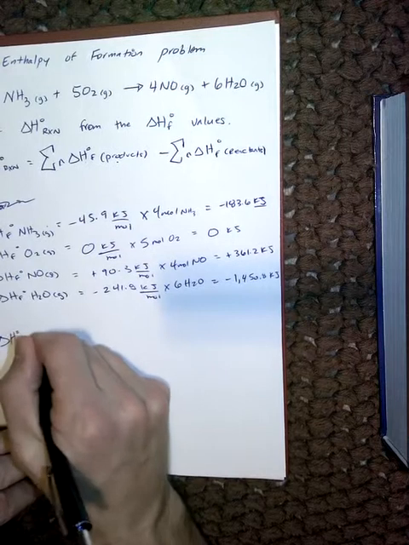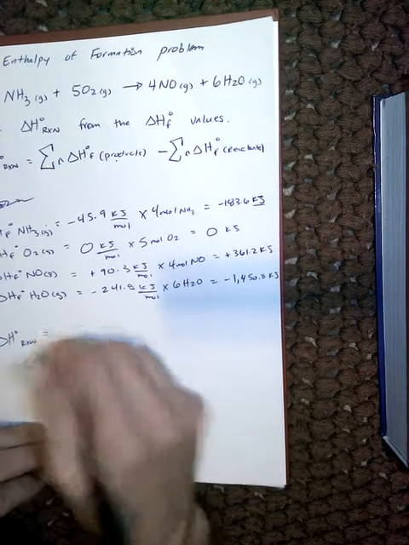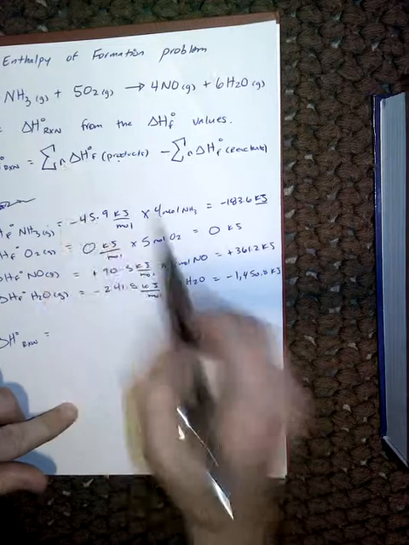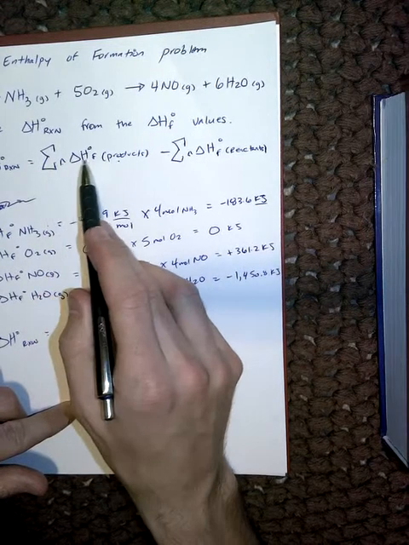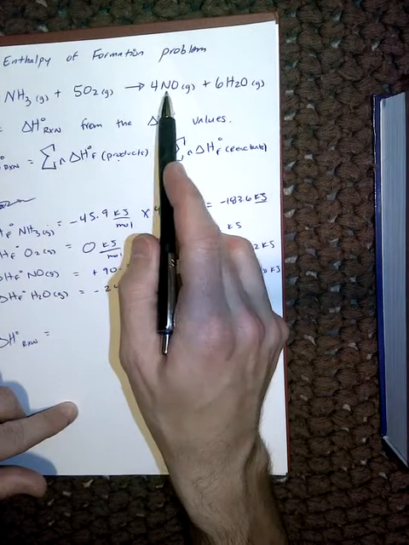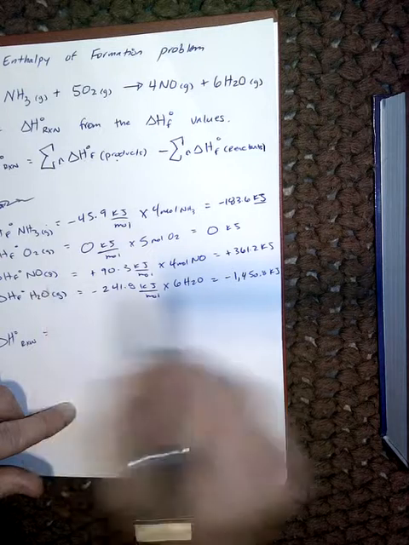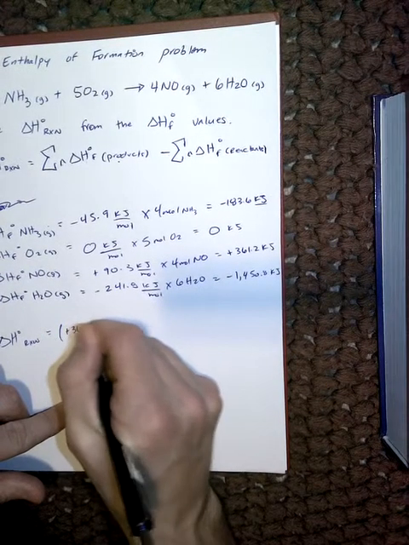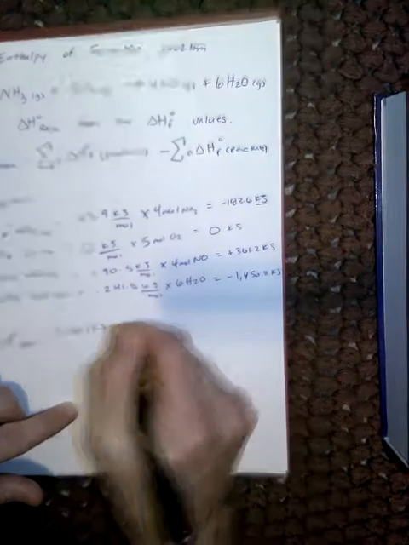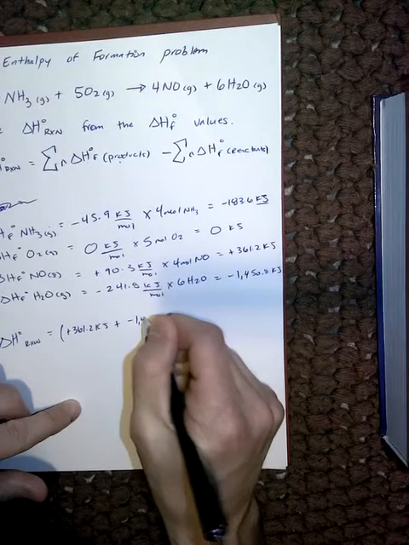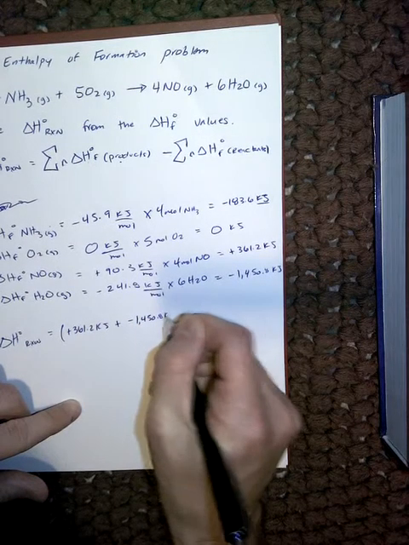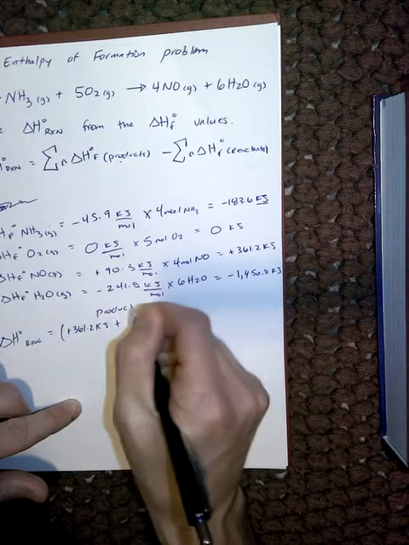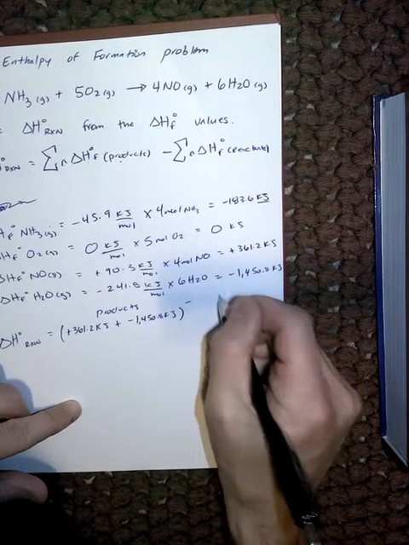All right, so let's put it into this equation. Delta H reaction equals. All right, so I'm going to sum. I already factored in the moles, so I don't need to worry about that. I'm going to add together my products. My products, again, were the NO and the H2O, these last two pieces. So I'm going to say, all right, 361.2 kilojoules plus negative 1,450.8 kilojoules. That, again, is my products. And I'm going to subtract away the reactants.